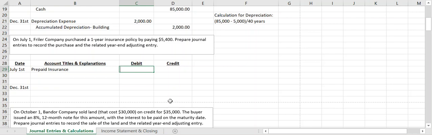When we prepay our insurance for the entire year, we have a prepaid insurance asset that is created. So we record that asset at $5,400 because it's going to provide us some sort of future benefit. That is why we get to record it as an asset.